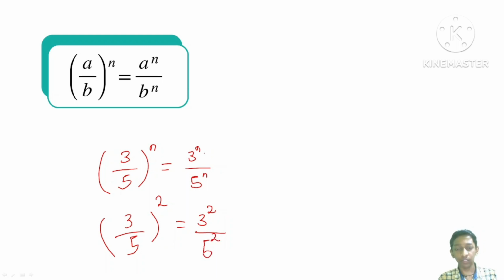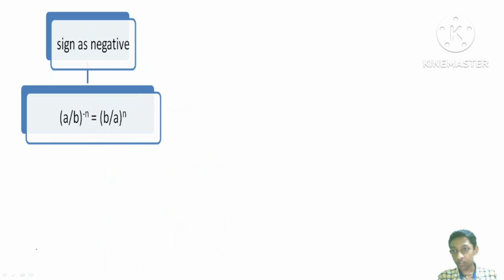Now let's move to the rule where we have an exponent with a negative sign. When the sign of the exponent is negative, to do further operations or to solve the problem, we have to convert that exponent into positive. To convert the exponent into positive, we have to reciprocate the base. Let's take an example. 3 raised to the power of minus 2. This can be written as 1 by 3 raised to the power of 2.